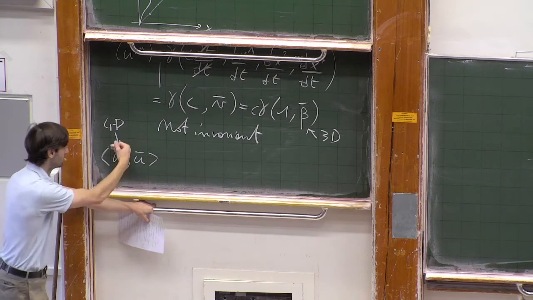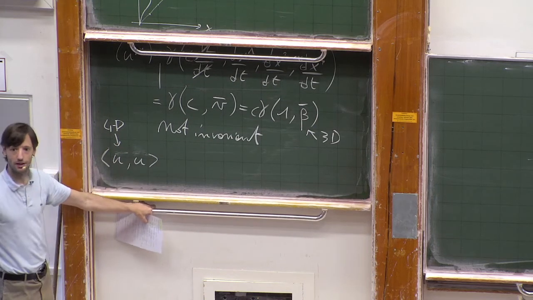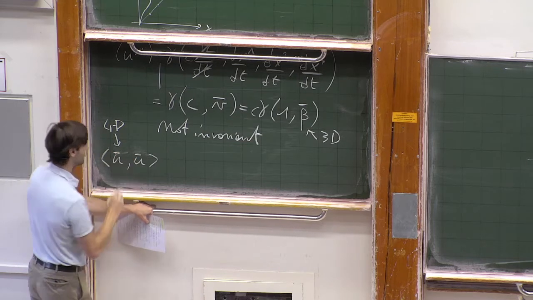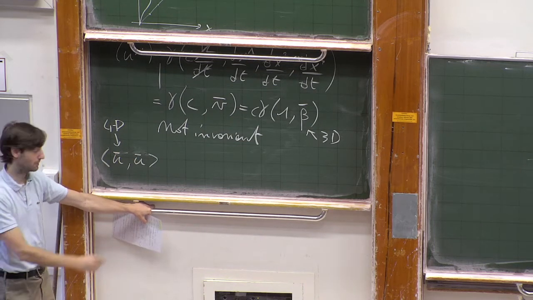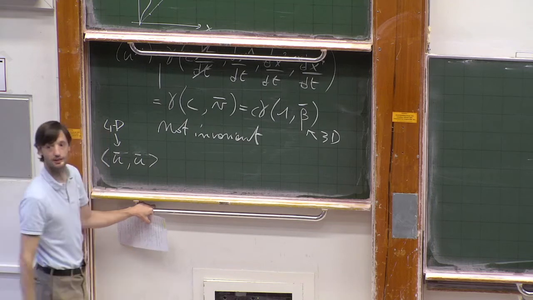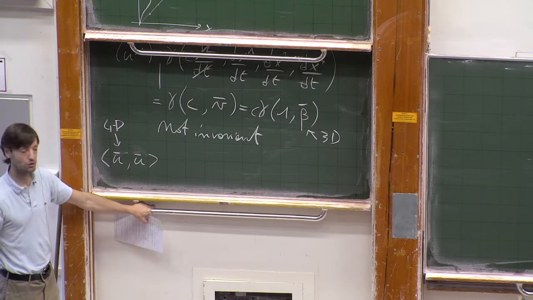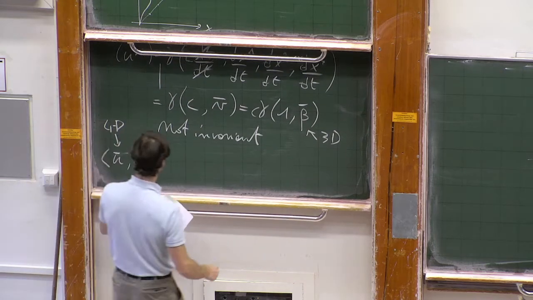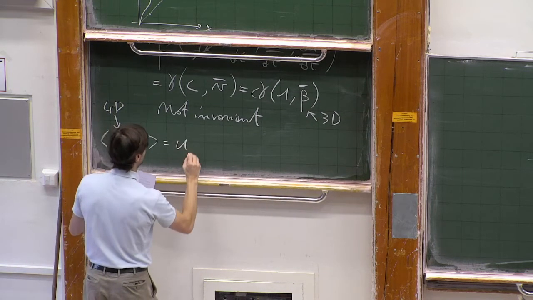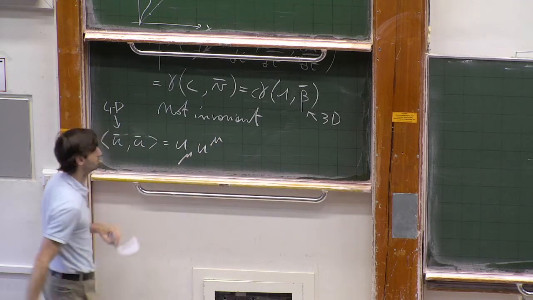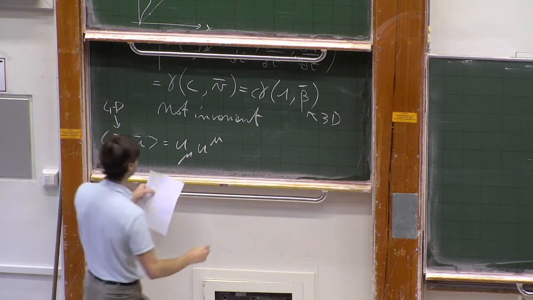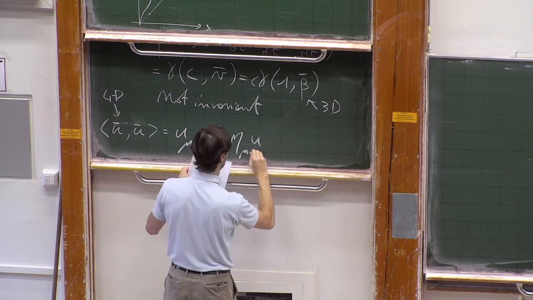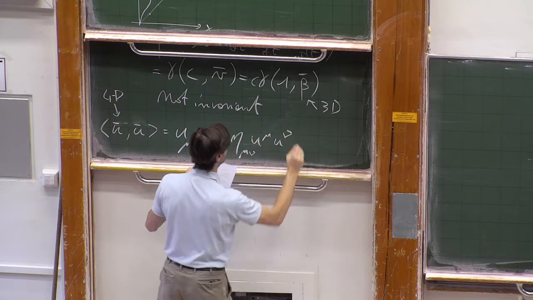Several people don't even write the bar. You should just keep in mind that these are vectors. Just to remind you that these are vectors, I put the bar, but remember that here is 4D, there is 3D. You should be clear on how they appear where. And then this is equal to u^mu, which is equal to mu u mu.